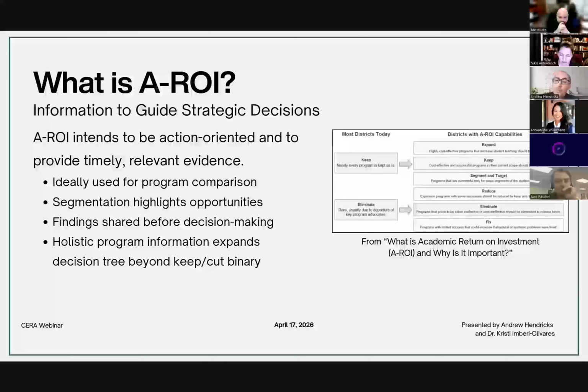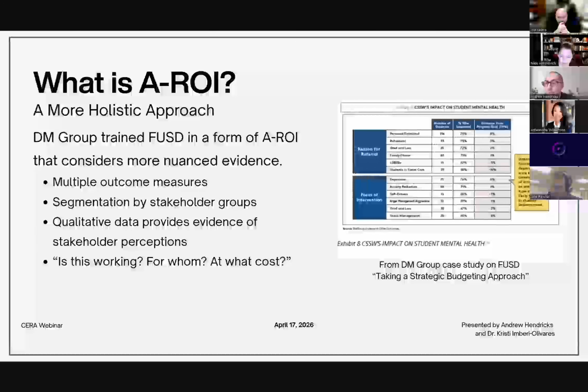So for instance, we might find that it's a really successful program and want to expand it, or we might find that it's more successful for some student groups than for others, and we want to try to fix those less successful elements while highlighting those more successful elements. Because the whole purpose of doing the AROI analysis is to expand the range of strategic decisions that we can make about a program, it really made sense for us to use this more nuanced approach with the multiple metrics, the qualitative data, stakeholder perceptions.